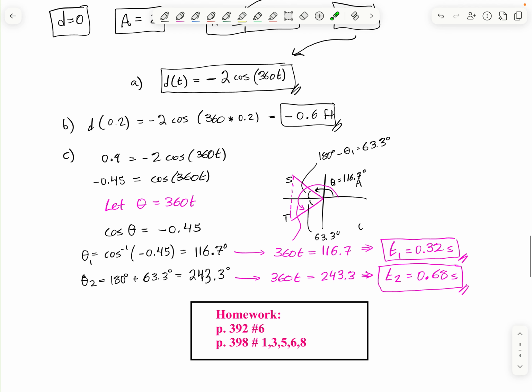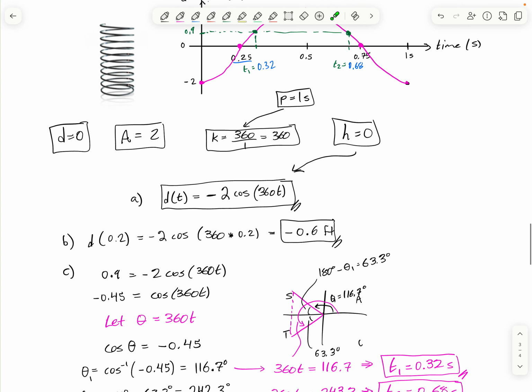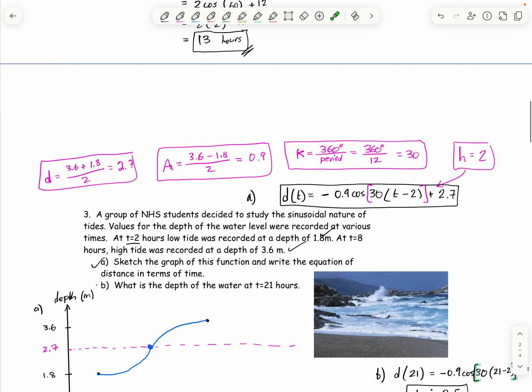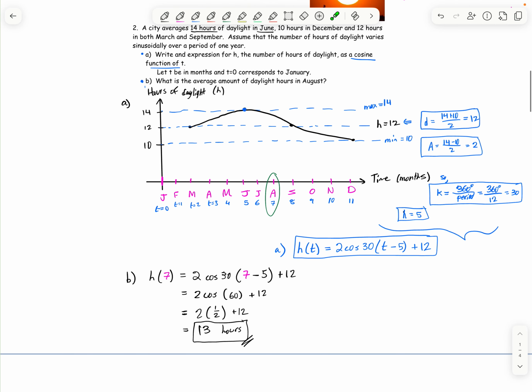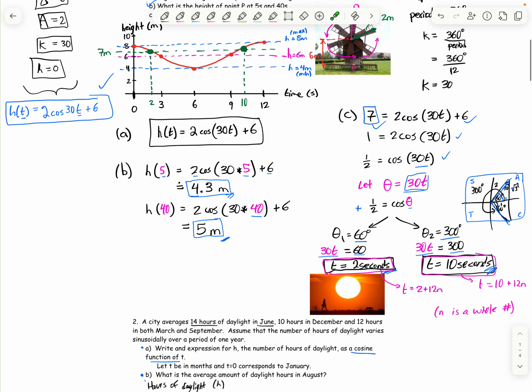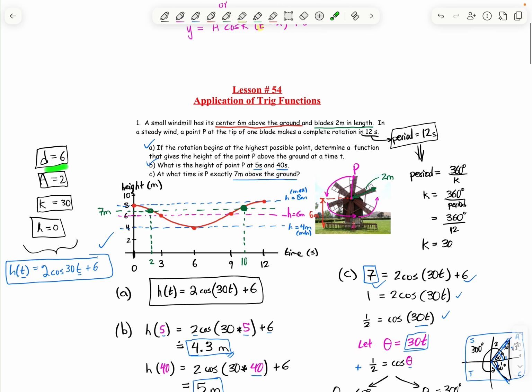All right, so a final summary here, just to conclude. I know this video is a little bit long, but you can skip and watch what you need. Every application problem today followed the same pattern. First, we identified the midline, or equation of axis. In real world problems, that's usually the average value or the center position. Next, we identified the amplitude. That's the distance from the middle to the maximum or minimum. Third, we identified the period, how long one full cycle takes. And from that period, we calculated the k value using 360 divided by the period.